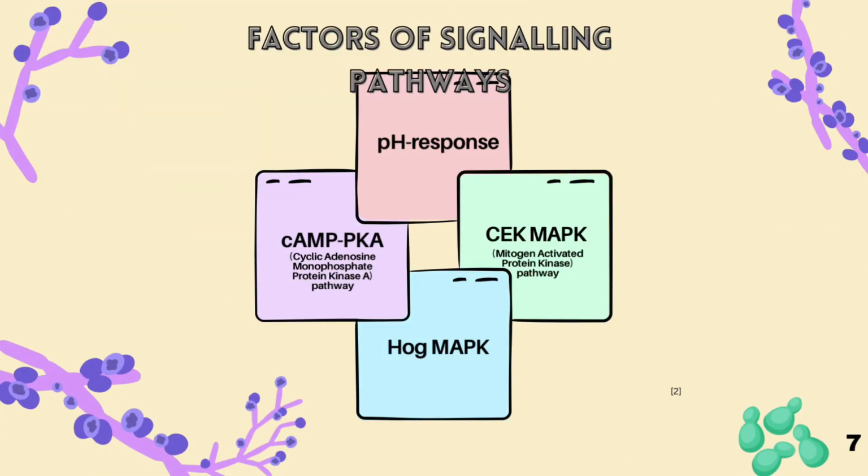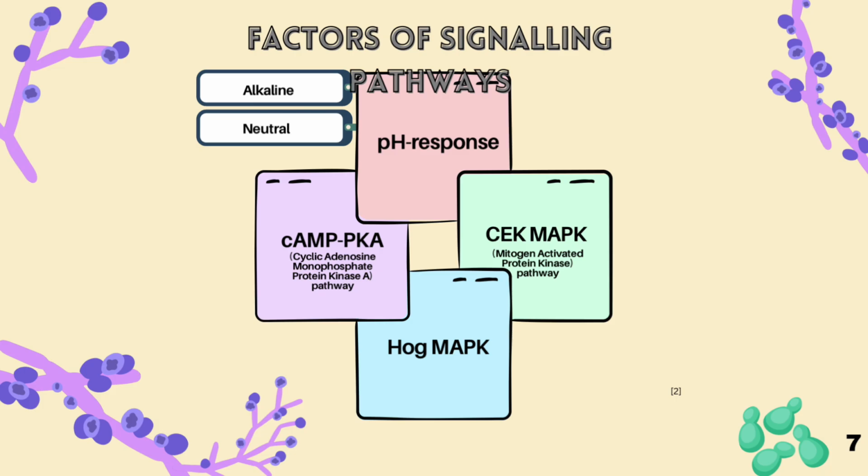Here are the 4 pathways that are involved in Candida growth. Fungus uses these pathways to react, switch form, and survive. On this slide, we can break this down into 4 main pathways. First, let's have a look at the top red box, the pH response pathway. This pathway is activated by 2 specific conditions, alkaline and neutral environments. When the surrounding pH shifts away from acidic conditions, this pathway helps the fungus change its cellular functions to match the new environment.